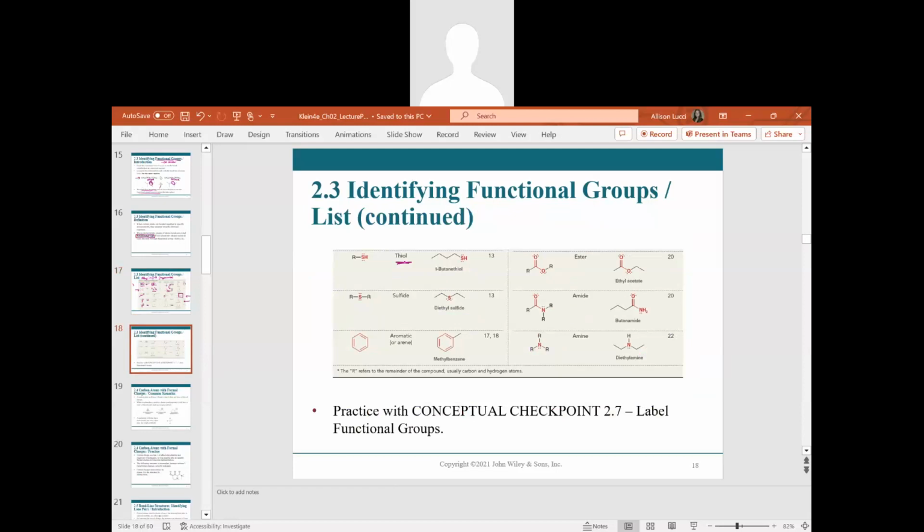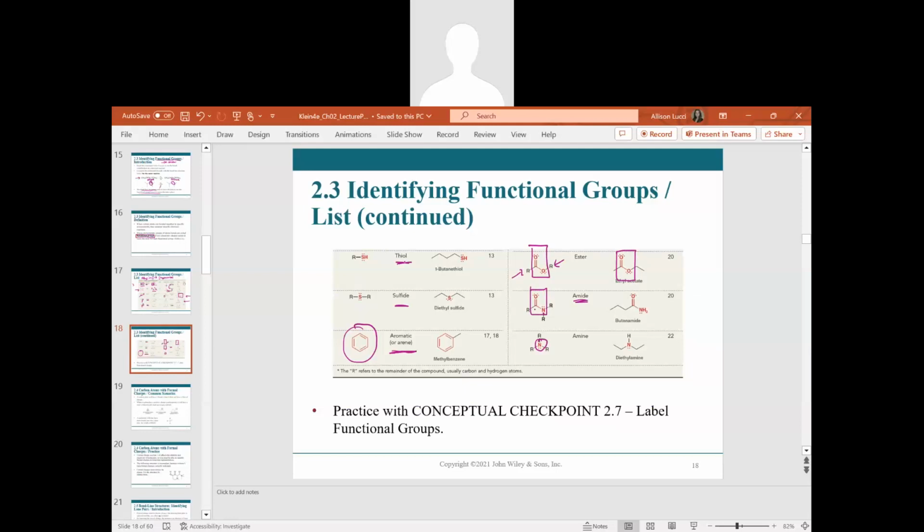We have things like thiols, sulfides, and aromatics. These are also called arenes. And benzene, this structure here, is the basis for all aromatics. Then we have an ester functional group over here. It's really the carbonyl that's bonded to an oxygen. It does not depend on what these R groups are. So this again is the ester portion of our ethyl acetate. Then we have amides, which are a carbonyl bonded to a nitrogen on one side instead of two carbons. And then we have an amine here.